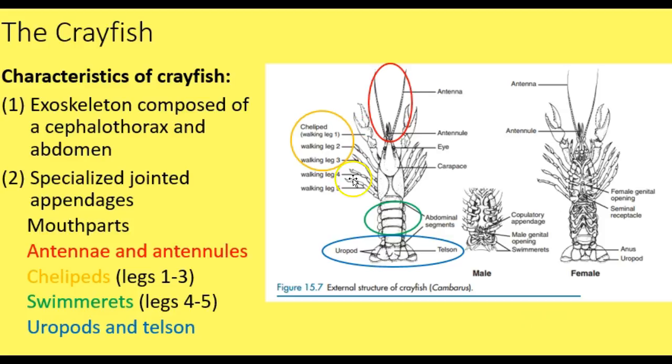Then we'll see rather undifferentiated swimmerets on the abdominal segments. This is also where fertilized eggs are attached in females or where sperm is transported in males. Then finally, at the tail, we see uropods and telson, and these are like paddles that are used for swimming. Now let's consider the internal organization.